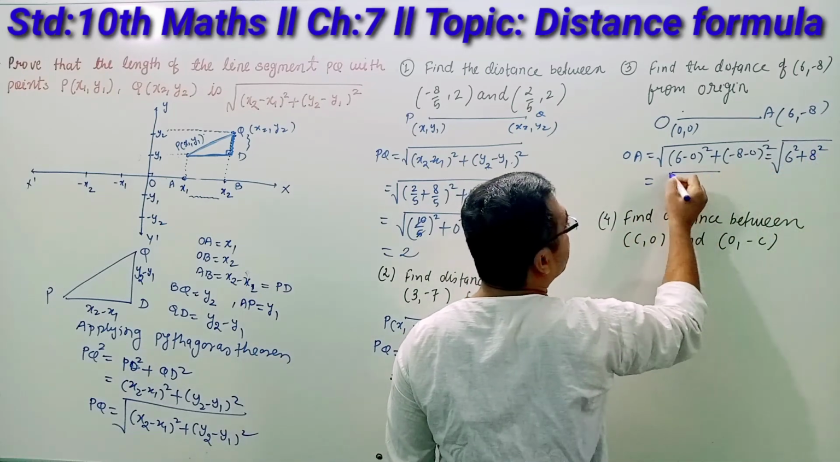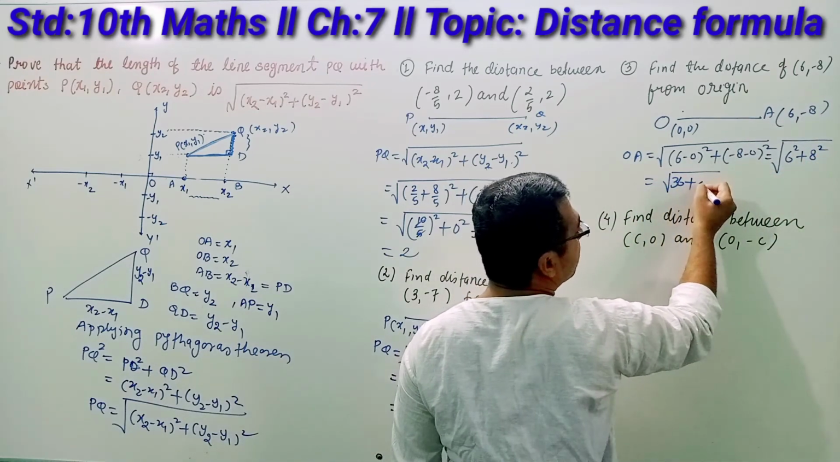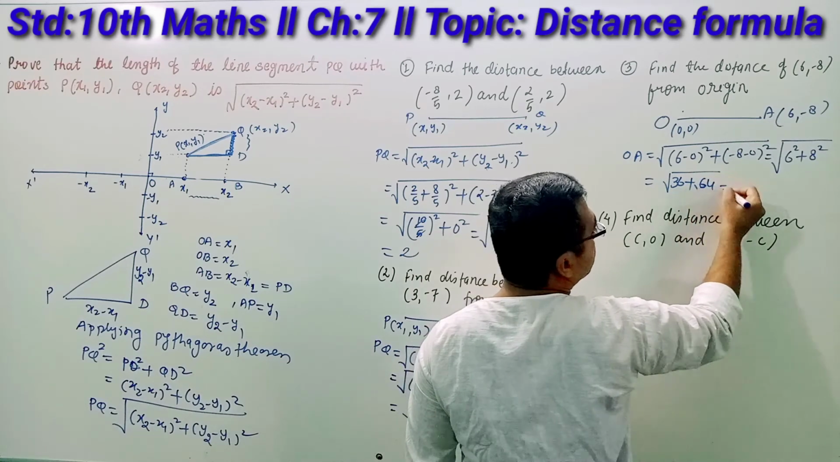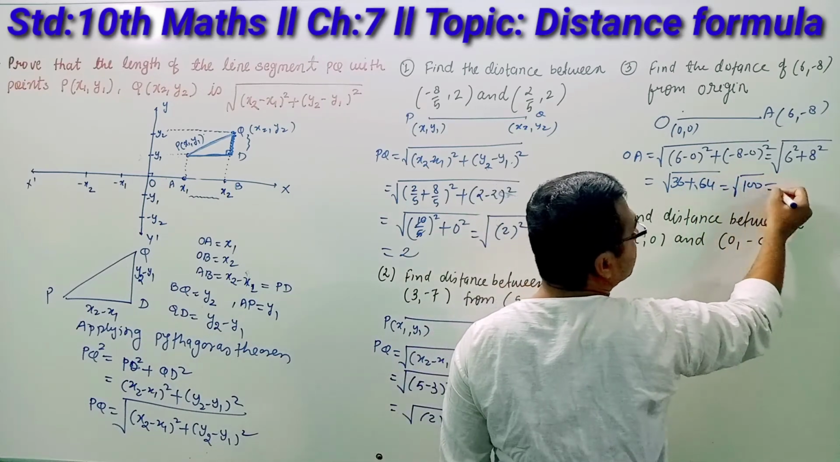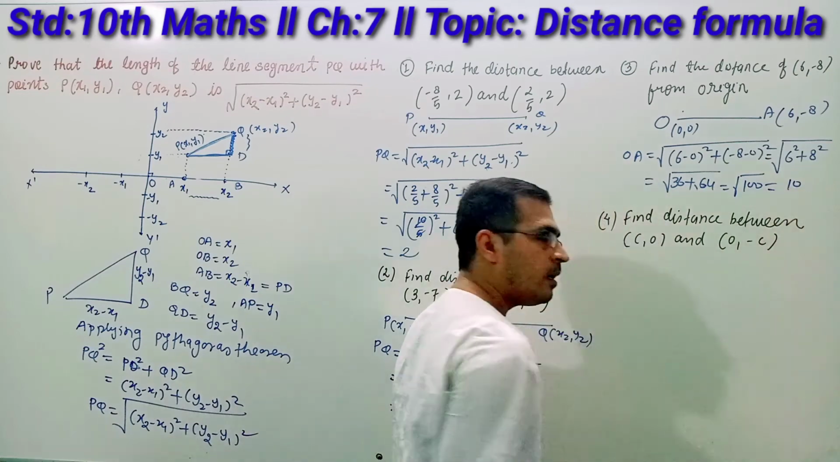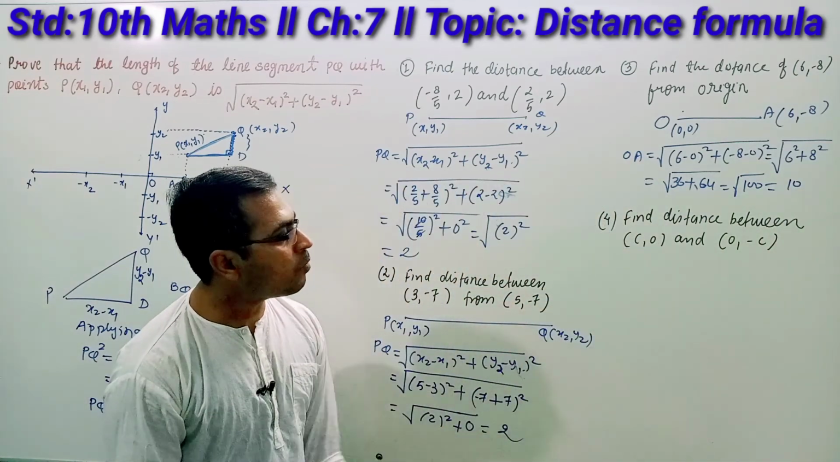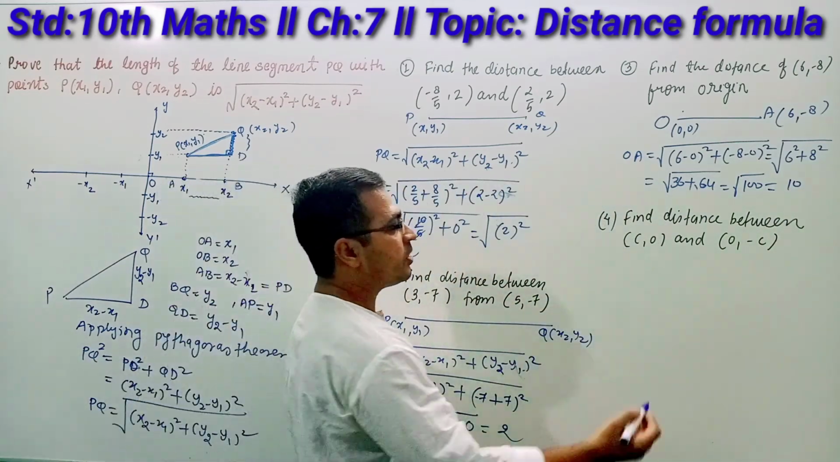So 6 square will be 36, 8 square will be 64. So we are getting root 100. The square root of 100 is what? 10. Okay, so now moving to the final question of today's video lesson.